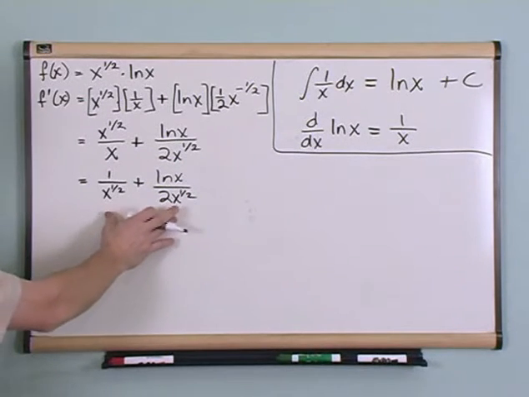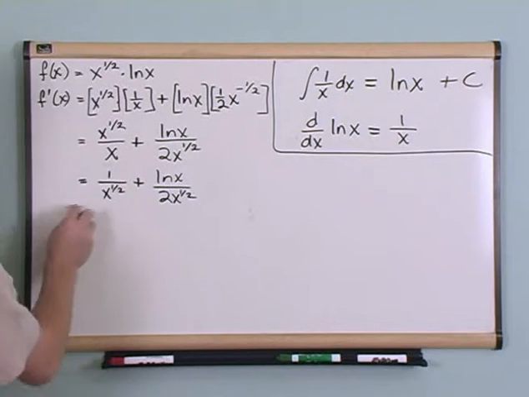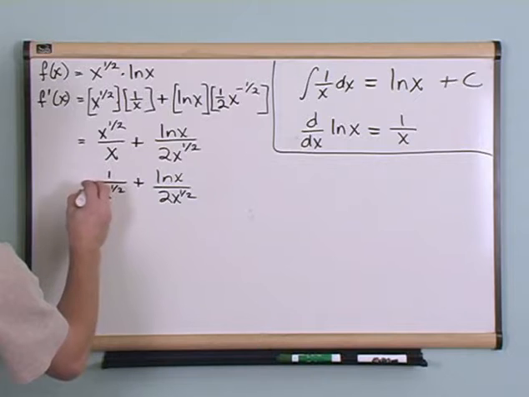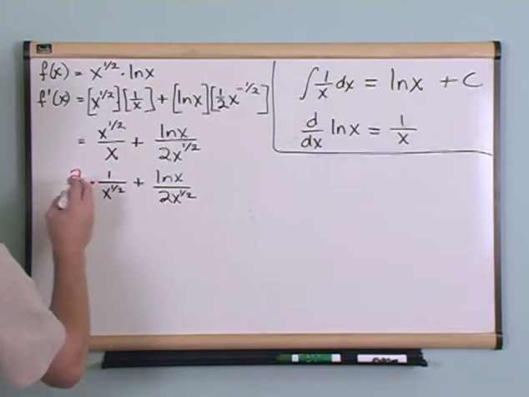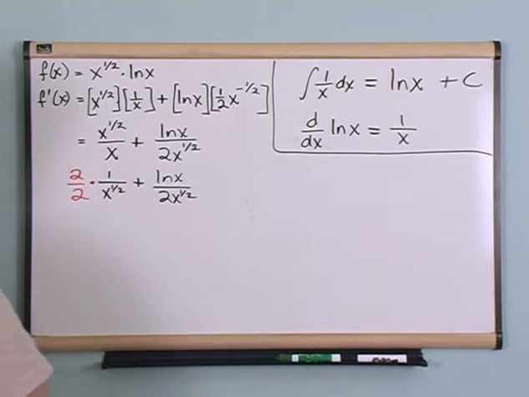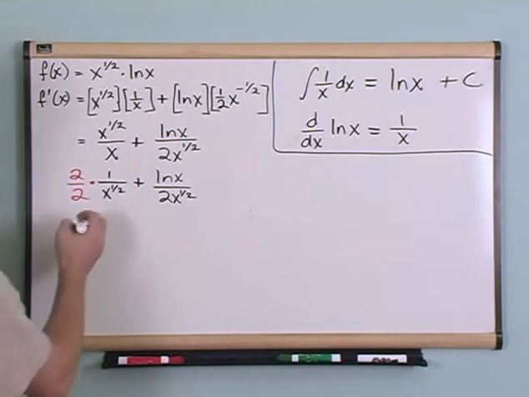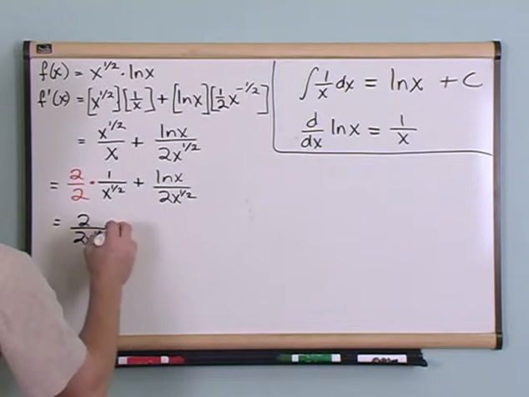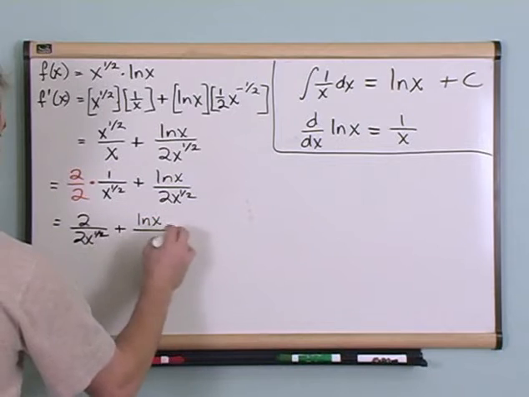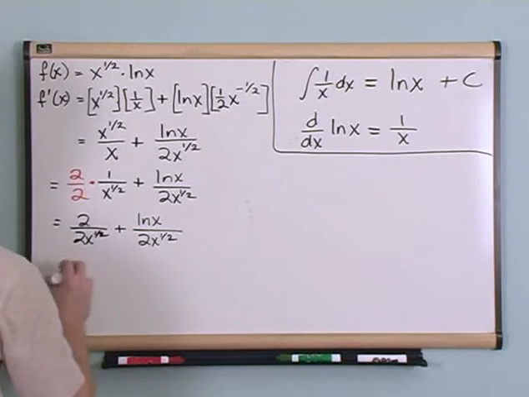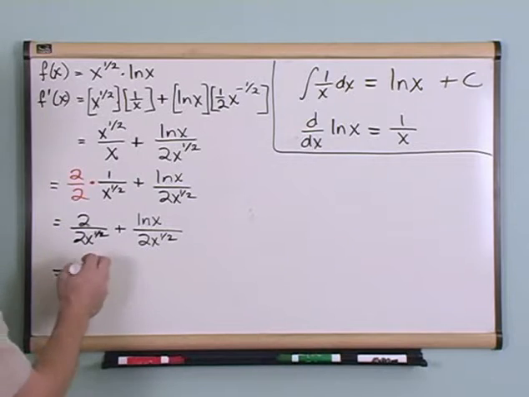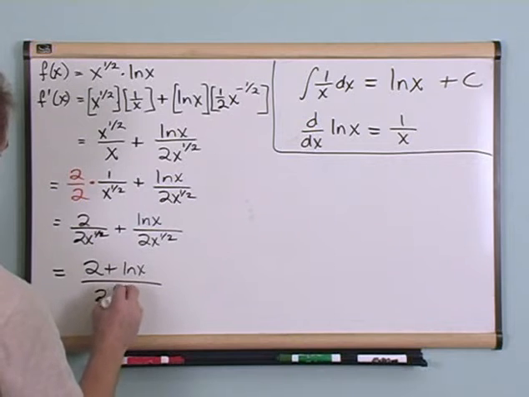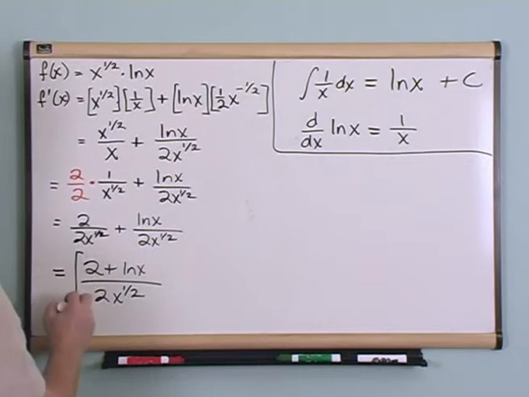Now this is basically the answer, and you could circle that as your answer, but if you wanted to tidy things up just a little bit, then you could try to get a common denominator here, and the simplest way you could get a common denominator is just to multiply this fraction by 2 over 2, which of course is just 1, so I haven't changed anything. So what you would get is 2 over 2 times x to the 1/2 plus natural log of x over 2x to the 1/2. Okay, now I have a common denominator, and then I can just write 2 plus natural log of x over 2 times x to the 1/2. And then that would be my answer.